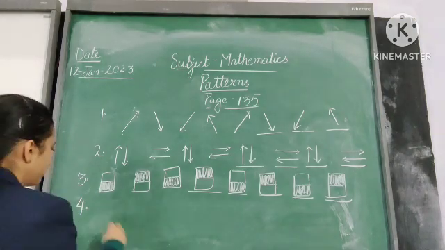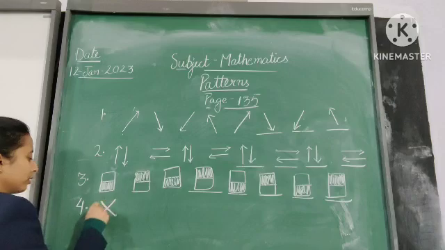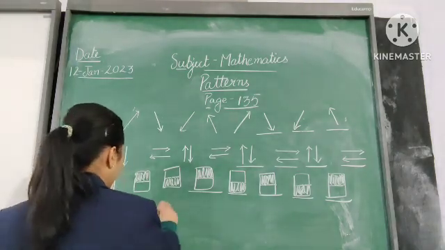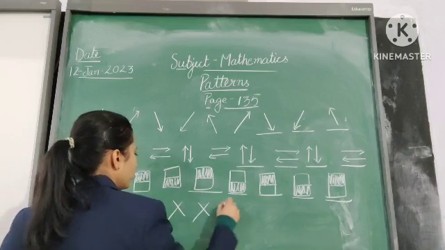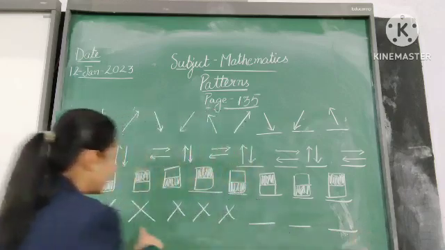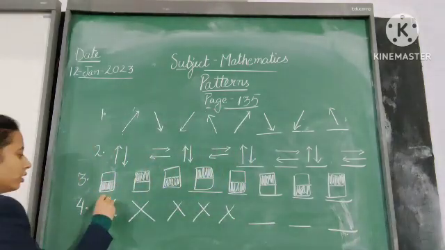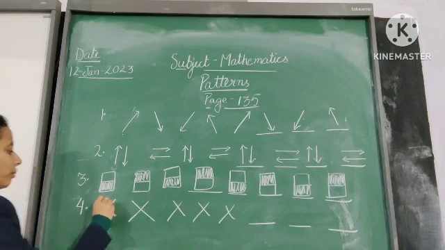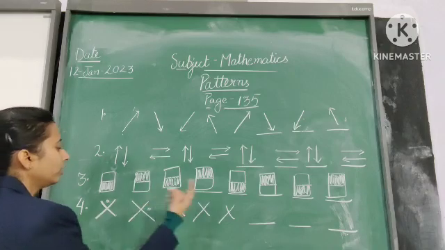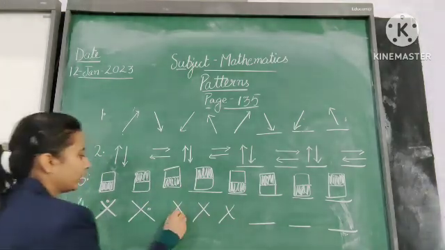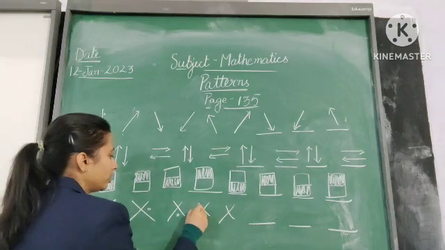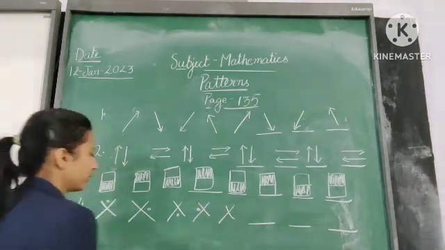Now, pattern number 4. Here we have an X. We have all these X's here. And we are supposed to fill 3 blanks. These X's have a dot each. Here, the first dot is on the top. The next dot is here on the right. The next dot is here at the bottom, and the next dot is on the left.